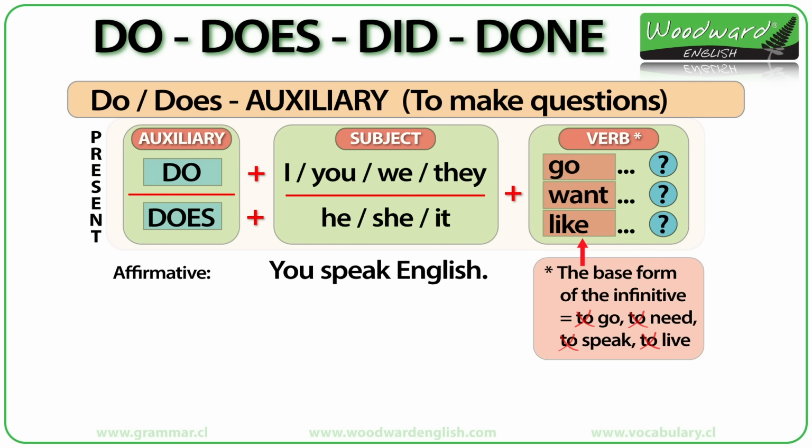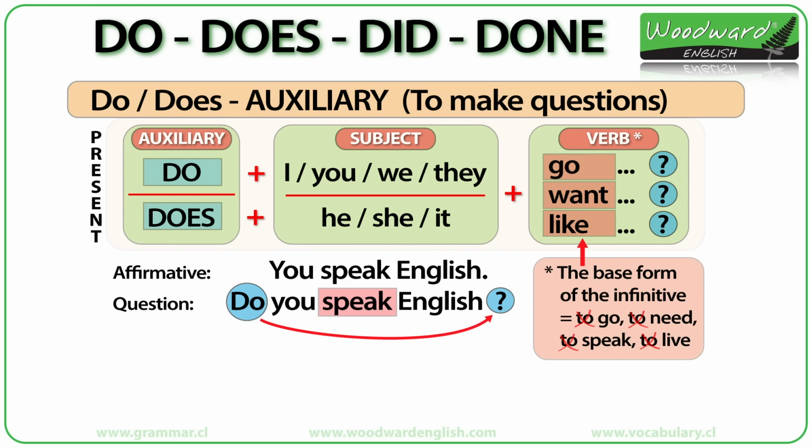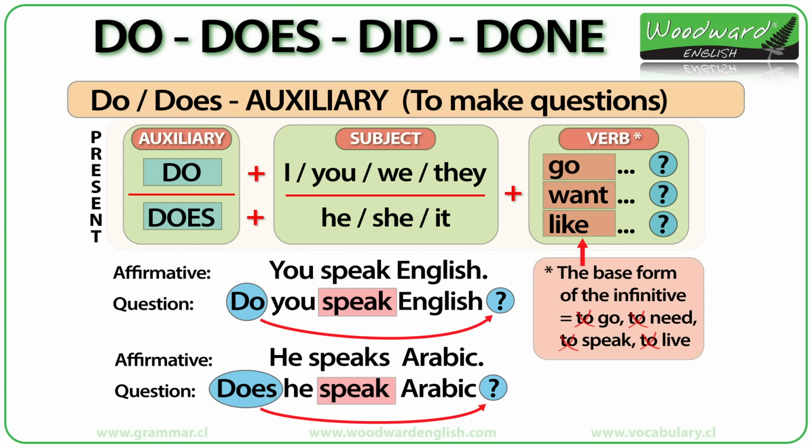Look at this affirmative sentence. You speak English. How can we make this a question? We add do at the beginning, so it becomes, do you speak English? You will see that we add do at the beginning when the subject is I, you, we, or they. But look at this affirmative sentence. He speaks Arabic. To make this a question, we say, does he speak Arabic?